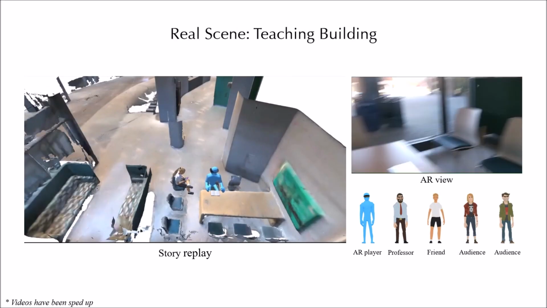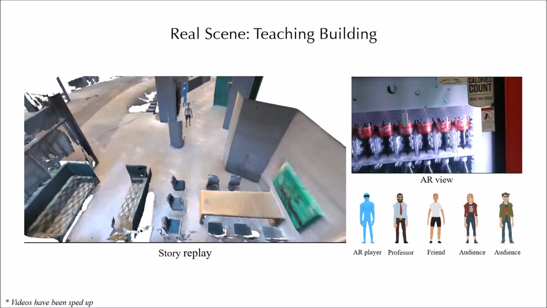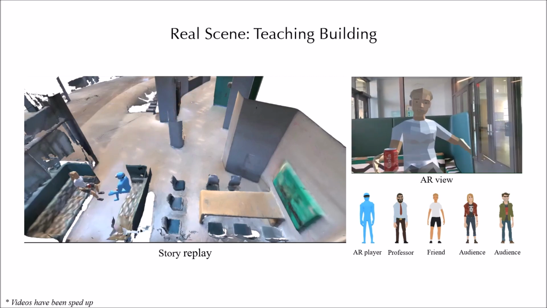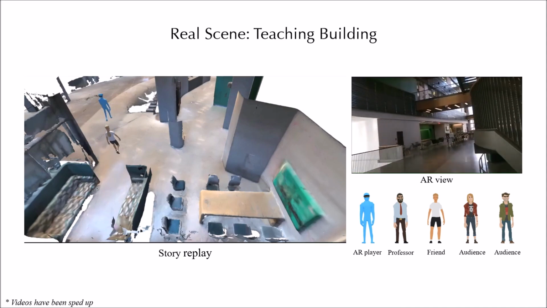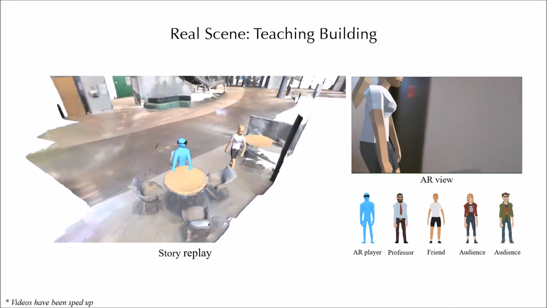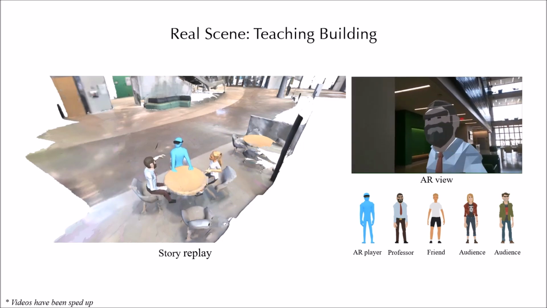For the story in a teaching building, the player reads a book, and the virtual character texts the professor to make an appointment. They then buy drinks at vending machines and chat in the hallway. After that, they meet the professor in the discussion area.